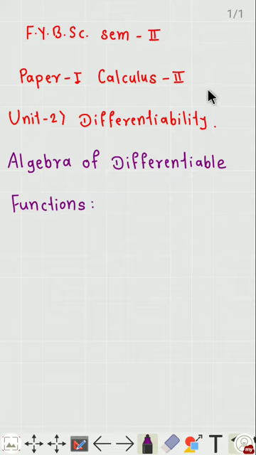This is FYBSc semester 2nd class, paper number 1, calculus 2nd, unit number 2, differentiability of a function. And today we are going to study about algebra of differentiable functions.